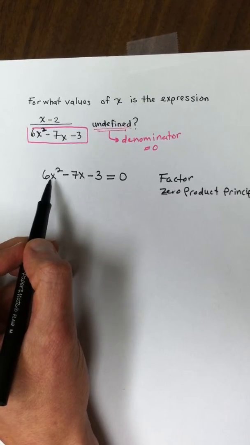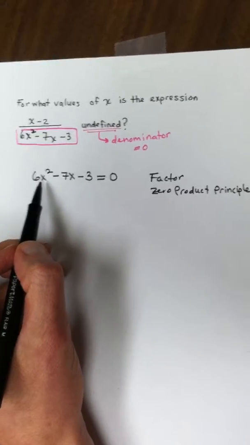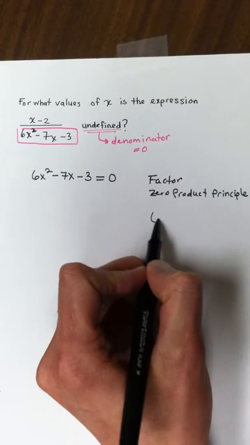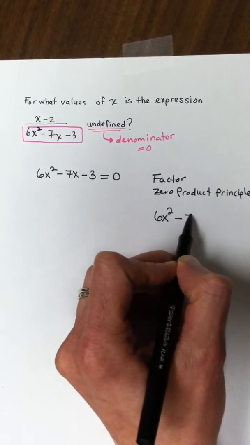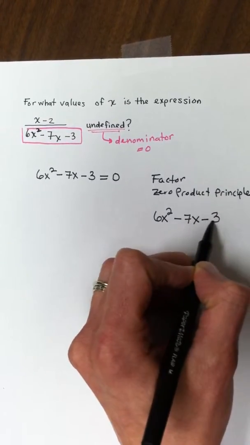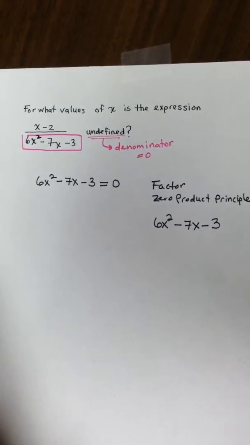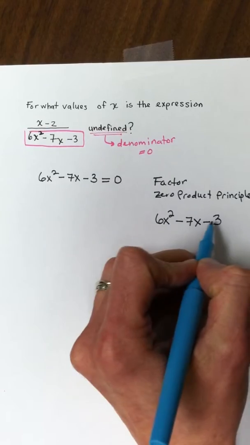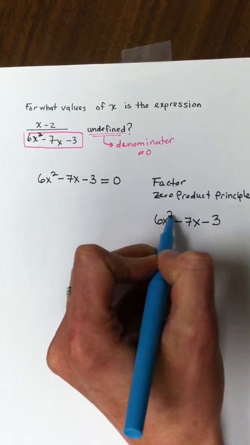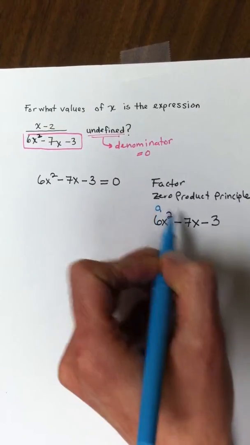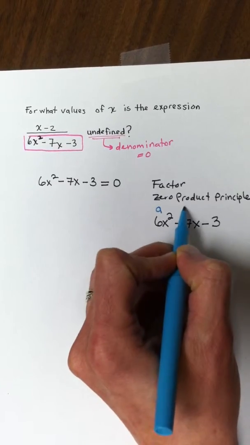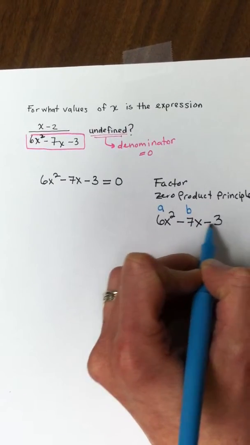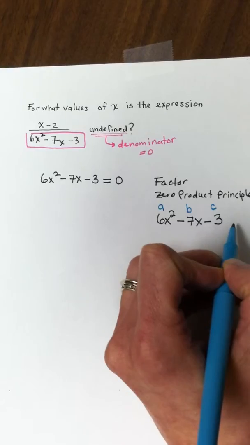I'm going to do that using the AC method, and I'm going to factor over here to the side. So I have 6x squared minus 7x minus 3. When using the AC method, that's referring to the coefficients in front of each term. The coefficient in front of the x squared term is your A. The coefficient in front of the x term is your B. And the constant at the end is your C.